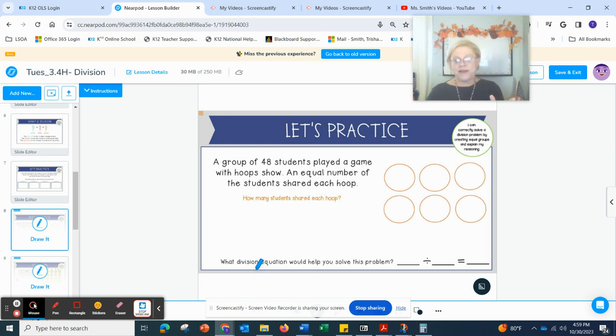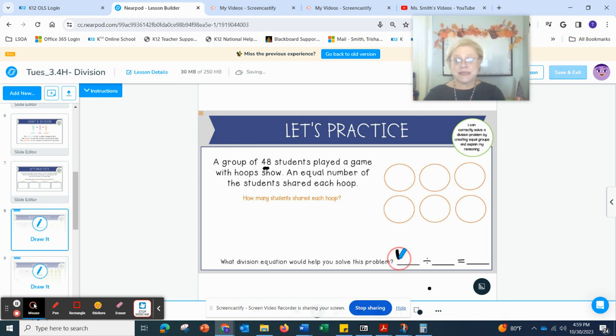And down here it says, what division equation would help you solve this problem? So what is our dividend? That number we're going to break up. What are some things we know? We know we have 48 kiddos, but it doesn't tell us how many hoops there are. But it is modeled, so we can go and look. So 1, 2, 3, 4, 5, 6. So 48, and there are 6 hoops.